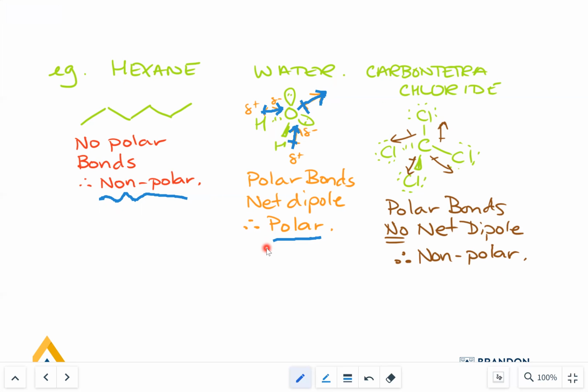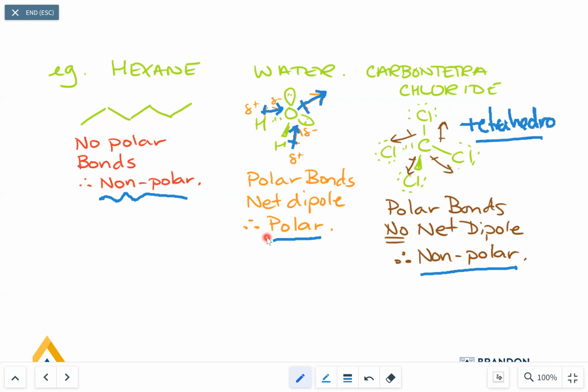Now, a molecule can have polar bonds and be nonpolar, and carbon tetrachloride is a good example of this. We've got carbon-chlorine bonds, but this is a tetrahedron, and all of these dipoles cancel out. So it is a nonpolar solvent, although there are polar bonds in it. That's basically how we determine if something's polar or not.